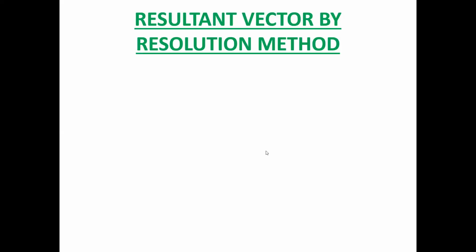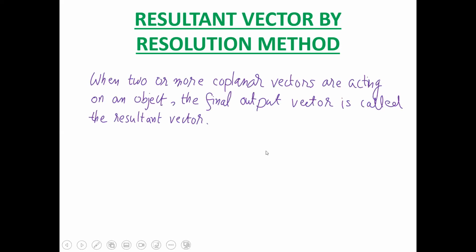Resultant vector by resolution method. Now I put my first concept for today. When you are dealing with two or more vectors which are acting at one point, the final output vector is called the resultant vector.